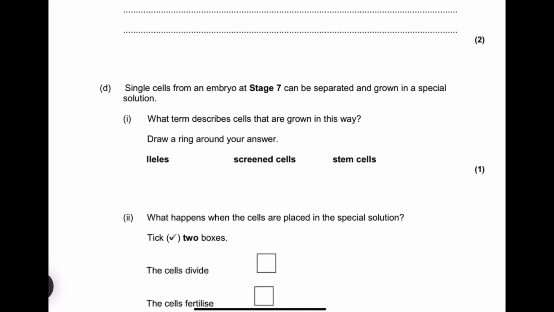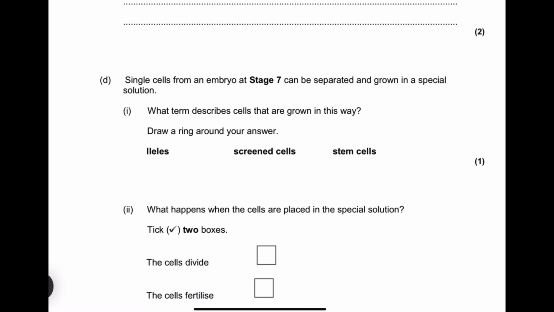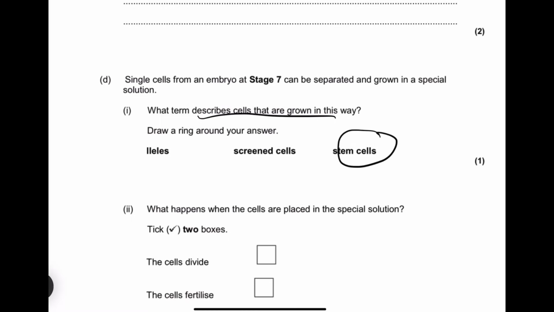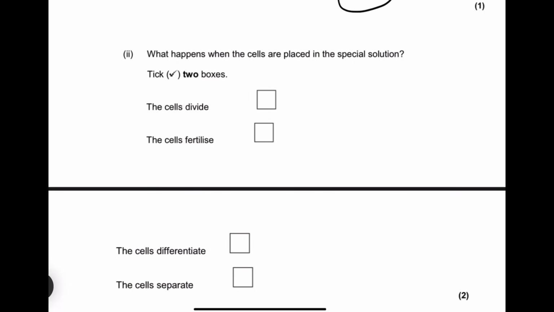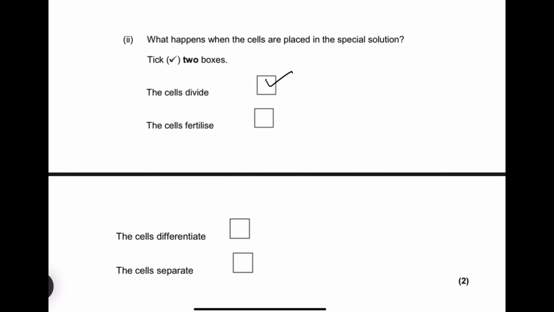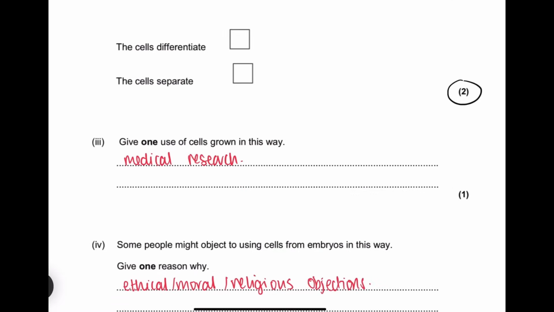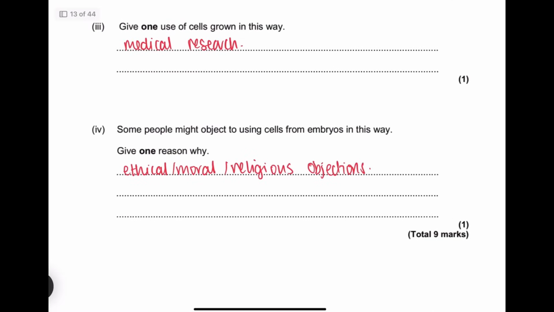A single cell from an embryo at stage 7 can be separated and grown in a special solution. What term describes cells grown in this way? These are stem cells. What happens when the cells are placed in a special solution? The cells divide, and then they differentiate, but divide comes first. Give one use of cells grown in this way.